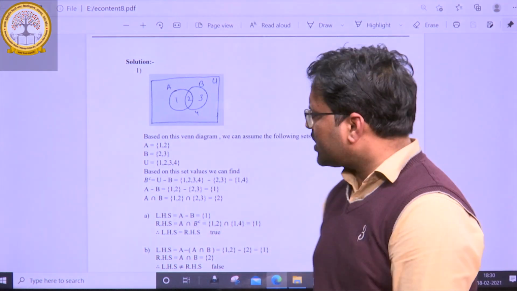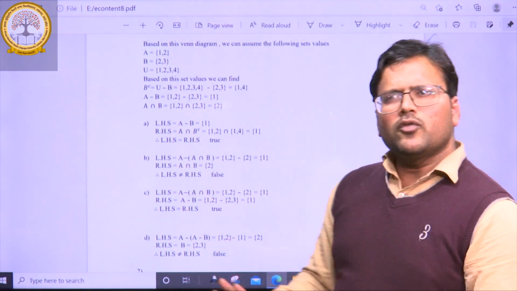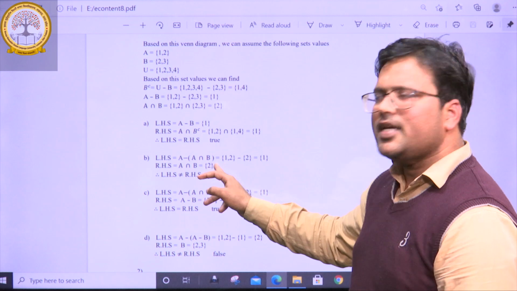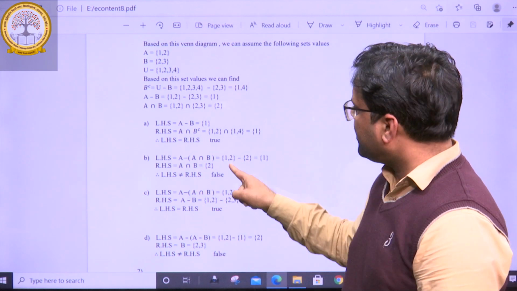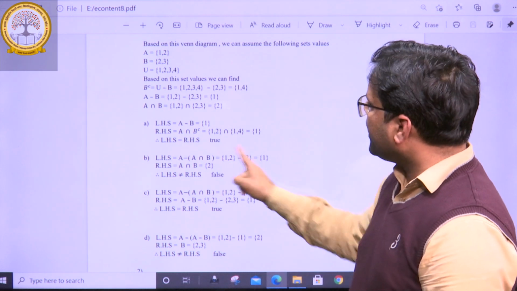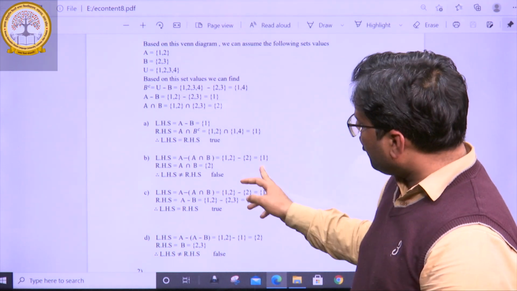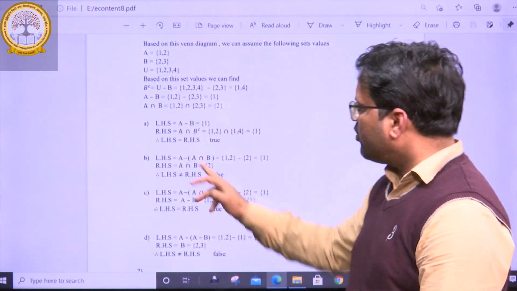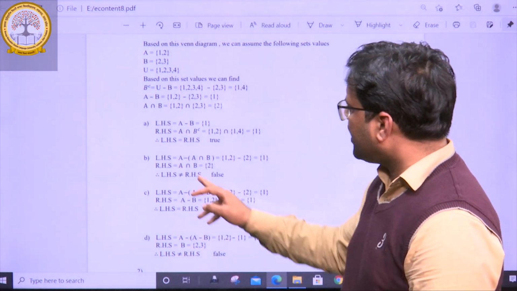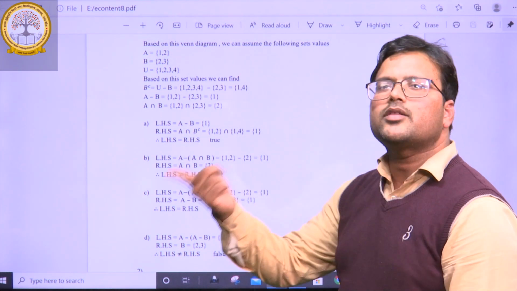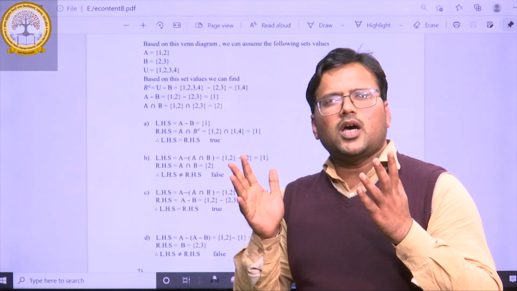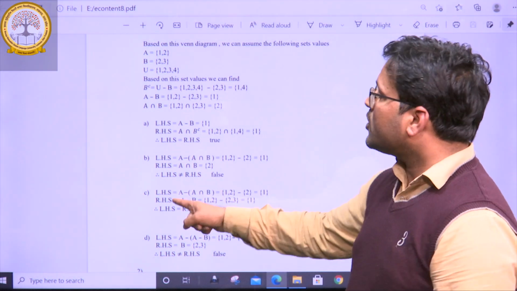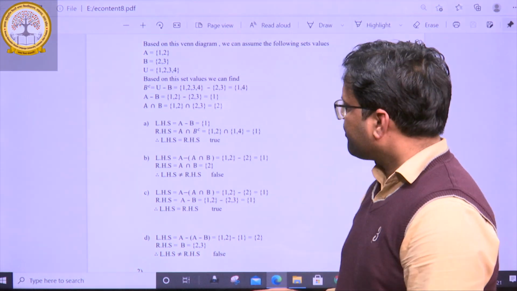In the same way we can prove part B. We take the left hand side of part B, that is A minus A intersection B. Now putting the value of set A, that is 1, 2, and the value of A intersection B, that is 2, and performing this difference operation, we obtain the set containing element 1. Now the right hand side of this operation has A intersection B, which would contain element 2. Now observe one important point: the left hand side is not equal to the right hand side, so it would be false.